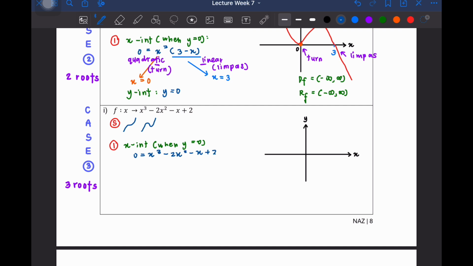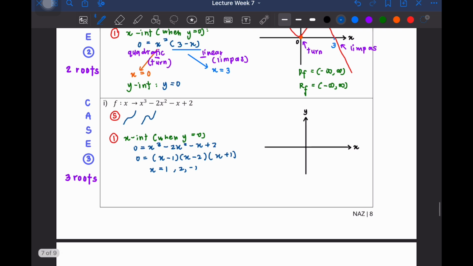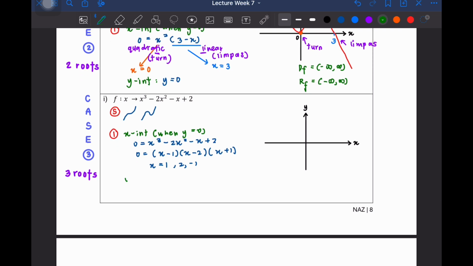Before this, kalau kuadratik dia ada 2 root. Kalau yang ini kita tekan untuk 3, awak akan dapat nilai 3 nilai. You get the first one is x minus 1, and then you have x minus 2, and then lastly, you will have x plus 1. So there are 3 values. X is equal to 1, 2 dengan negative 1. Okay, and then your y-intercept. Y-intercept dah sangat mudah lah. Terus dapat y equal to 2.